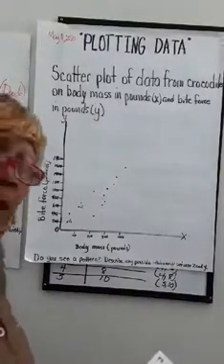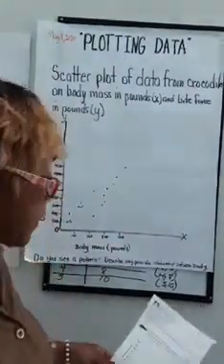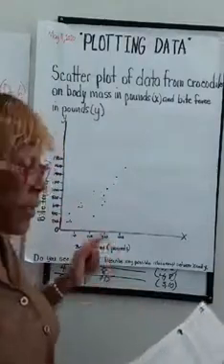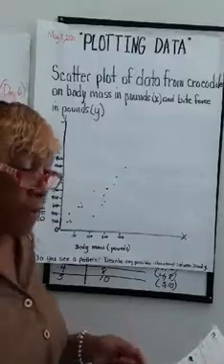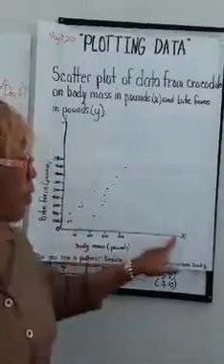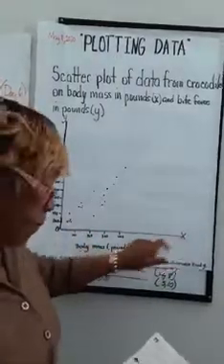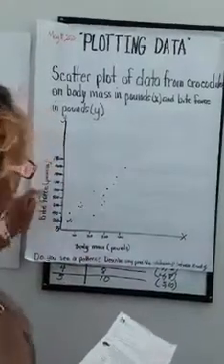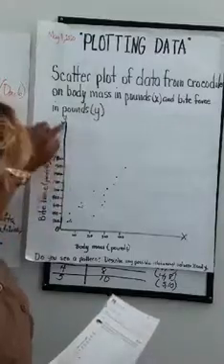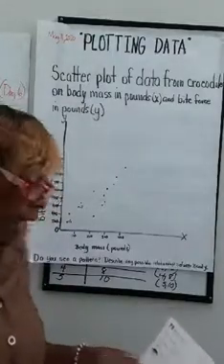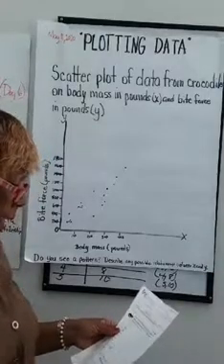If you've got page 9 of your packet, day 6, plotting data, it says in your opening, below is a scatter plot of data from crocodiles on body mass in pounds, which is represented on the horizontal axis with an X, and bite force in pounds, which is represented on the vertical axis with a Y. And it asks you, do you see a pattern? Describe any possible relationship between X and Y.